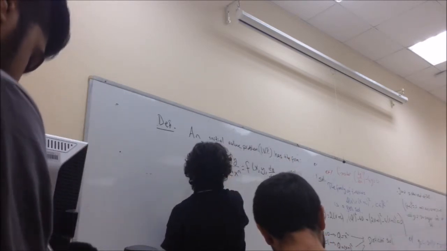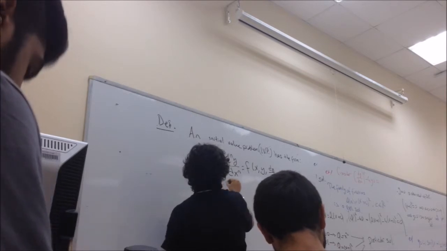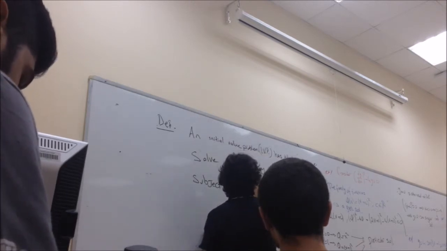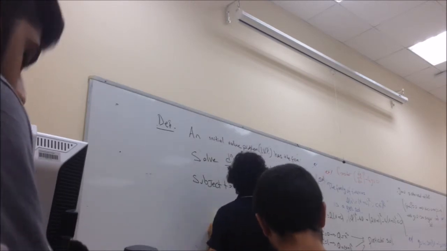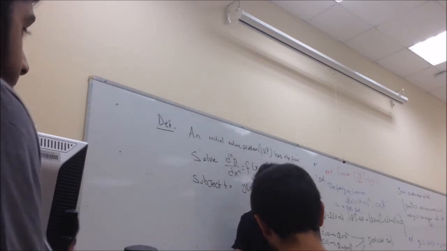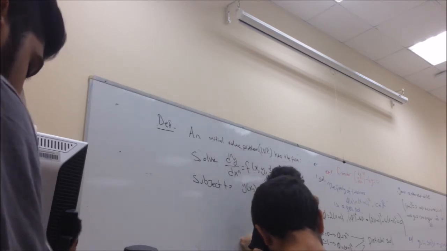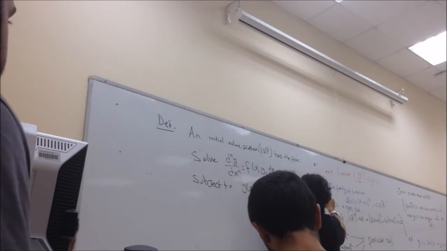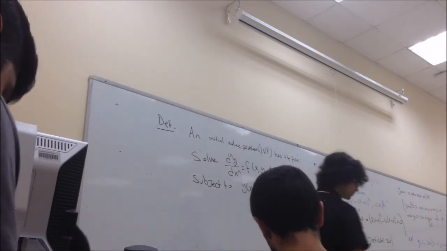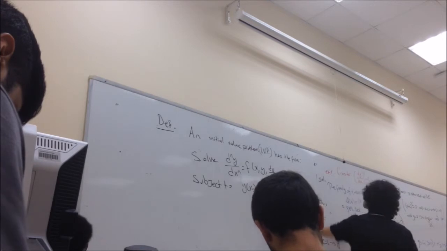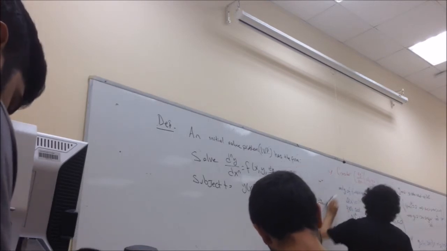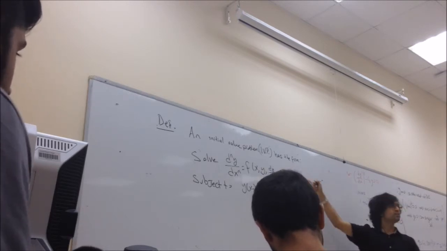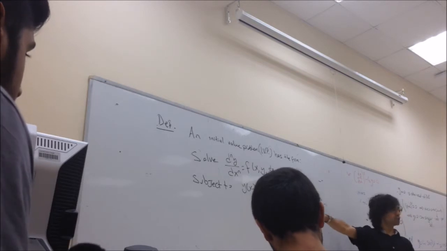Solve this equation subject to, in other words, solve this equation under these conditions: y of x0 equals y0, y prime of x0 equals y1, up to the (n minus 1)th derivative of y at x0 equals y n minus 1. So this is the differential equation. These are the extra conditions.